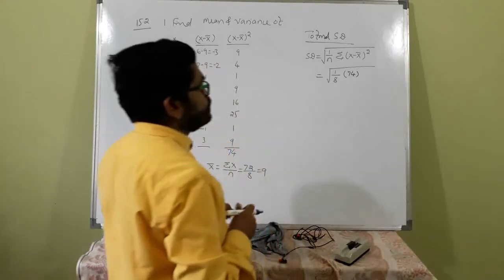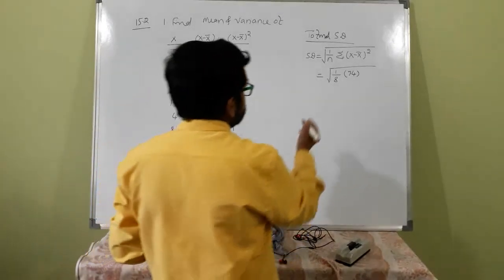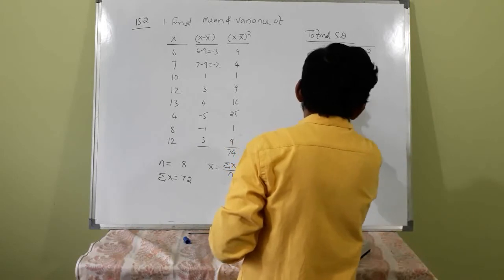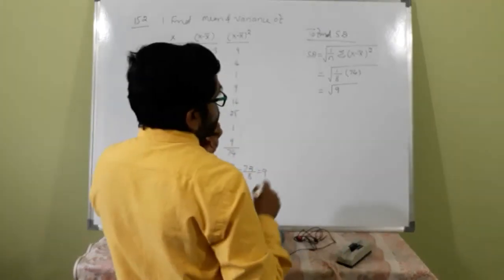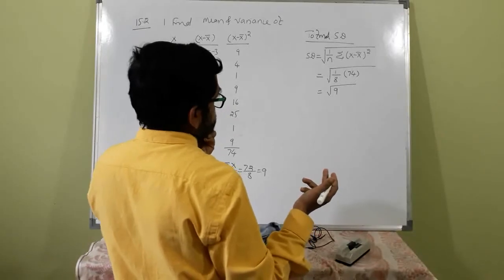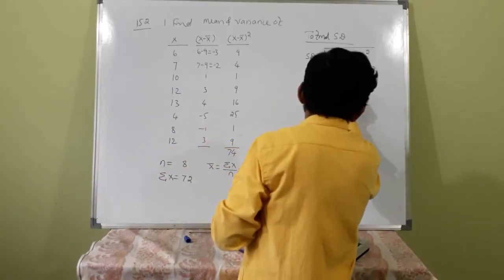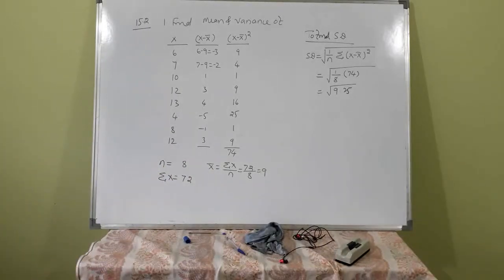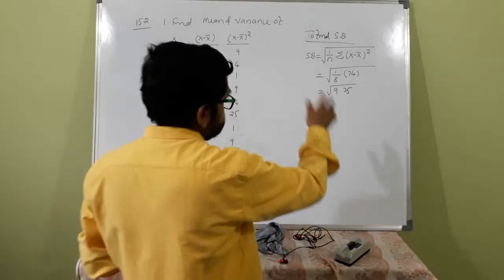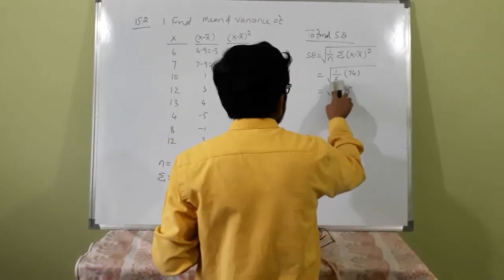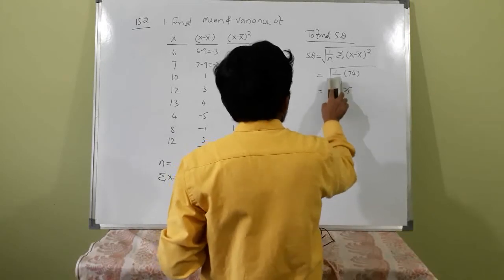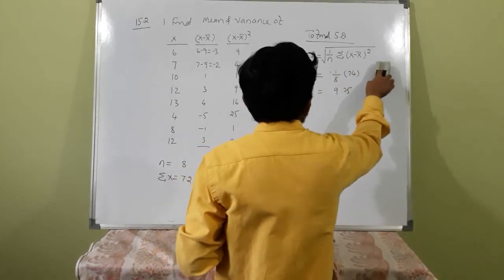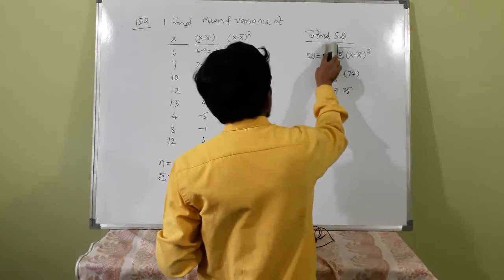So 74 by 8. 74 by 8: 8 nines are 72, so 2 by 8 means 0.25. It is 9.25. What is the root of 9.25? Use a calculator. Wait. Here variance is asked. If the standard deviation is asked, you can compute the square root. Variance means you need not compute the square root. Okay.